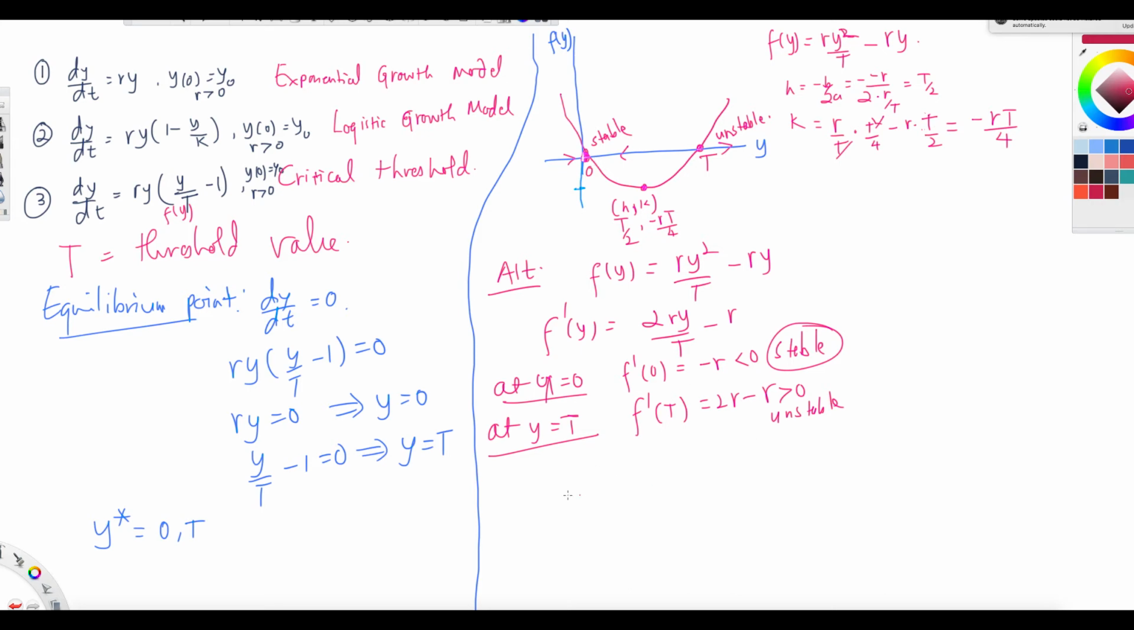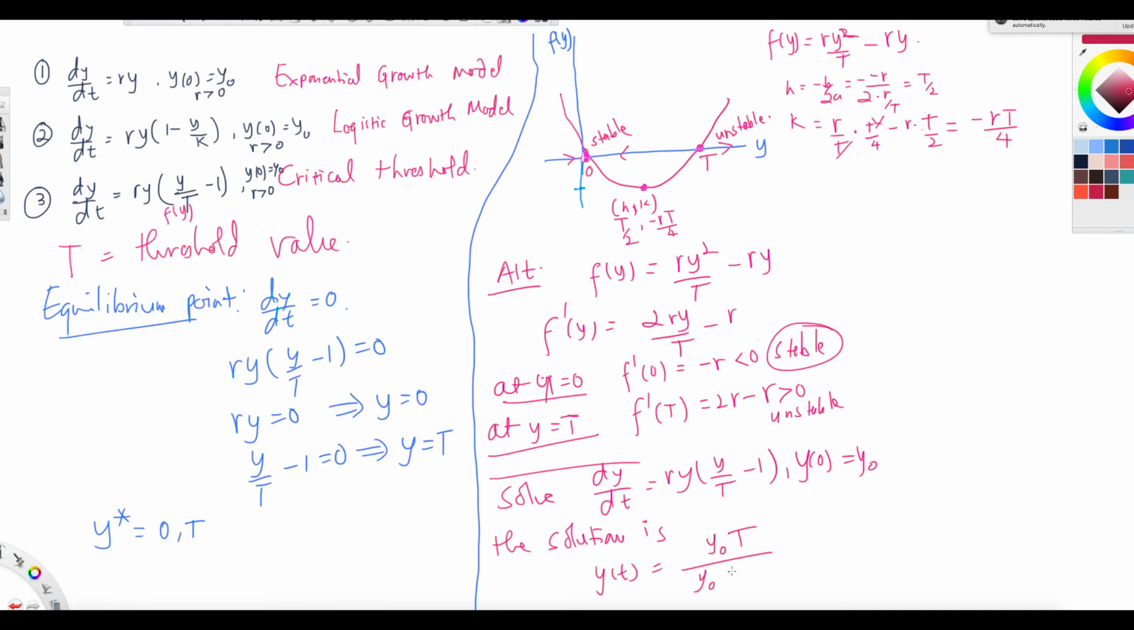So how do I solve this? Solve the equation dy over dt equals ry times y over t minus 1, with y at 0 equals y0. If you follow exactly the same steps, the solution will be y of t equals y0 times t divided by y0 plus t minus y0 times e to the rt. This is the solution of the equation.